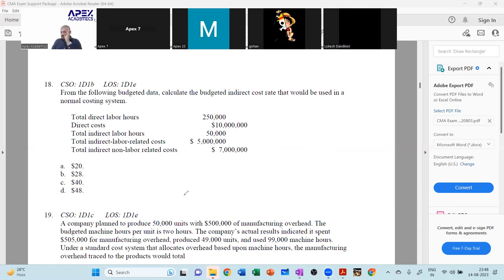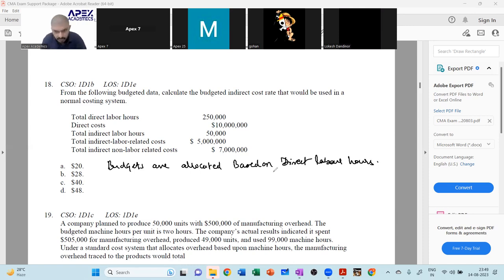In the absence of any specific info, we are going to allocate the budgeted rate based on direct labor hours. So budgets are allocated based on direct labor hours. Please understand this concept. Now, first of all, they are asking you budgeted indirect cost rate, means they are asking you what? Overheads. Calculate overheads to begin with.